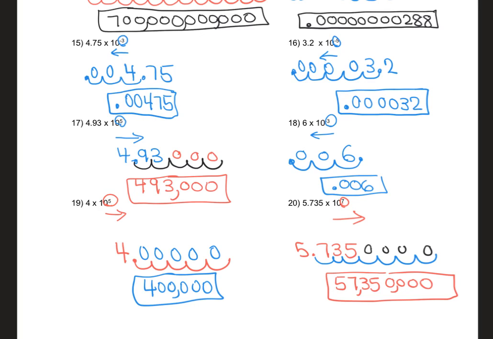This is one of those things where you are better off memorizing: big number, positive exponent; little number, negative exponent, decimal. If you kind of get those things, you'll be better off.